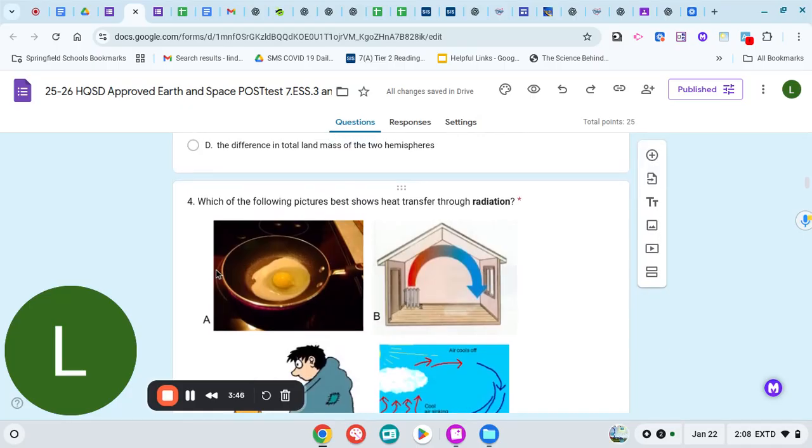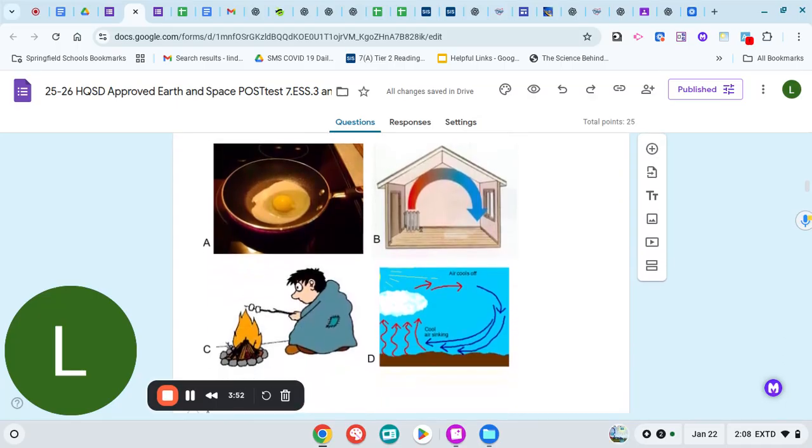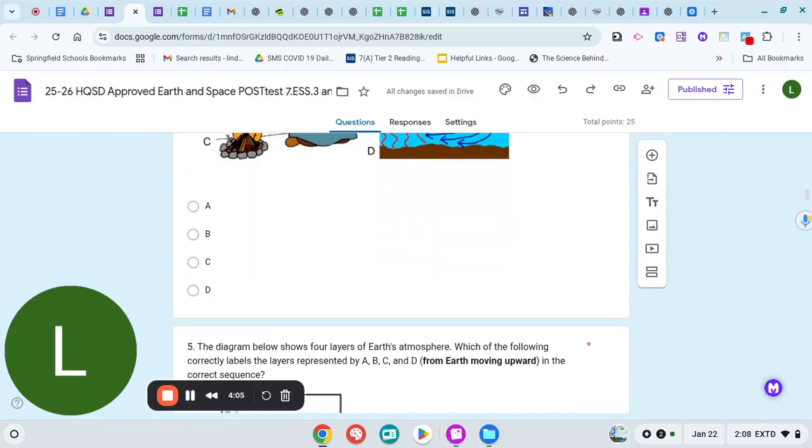Again, which of the following best shows heat transfer through radiation? A, an egg frying. B, the radiator with the red air and the cold air. C, a man roasting marshmallows near a fire. Or D, you have the warm red air rising and the blue cold air sinking. Go ahead and pause and then come back to this for number 5.